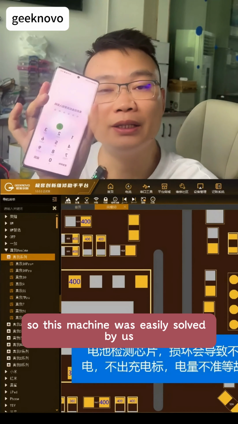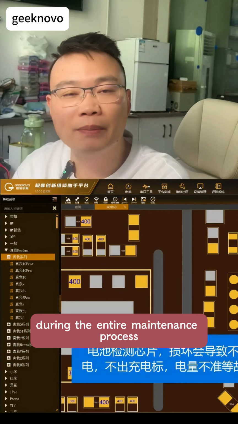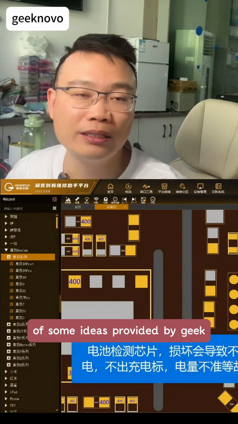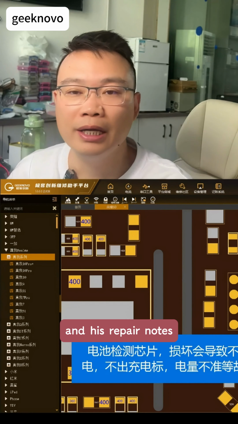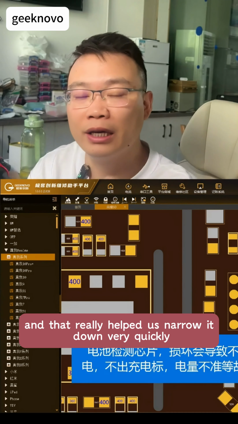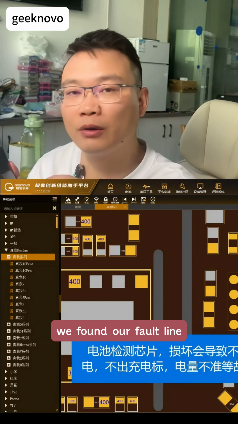So this machine was easily solved by us during the entire maintenance process. We have made full use of some ideas provided by Geek Innovative Maintenance Assistant and his repair notes. And that really helped us narrow it down very quickly. We found our fault line.